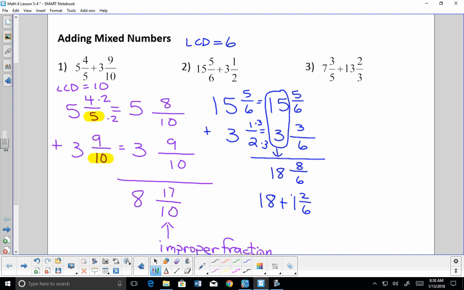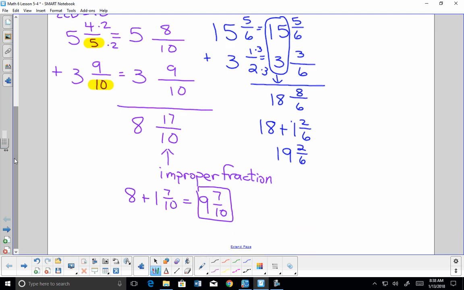So this then becomes 19 2/6, but 2/6 reduces. 2/6 is not in simplest form. So I have to divide this by 2 and divide my denominator by 2, and I get 19 1/3. Always remember to take your fractions down to the absolute lowest terms. Let's look at our third problem here.